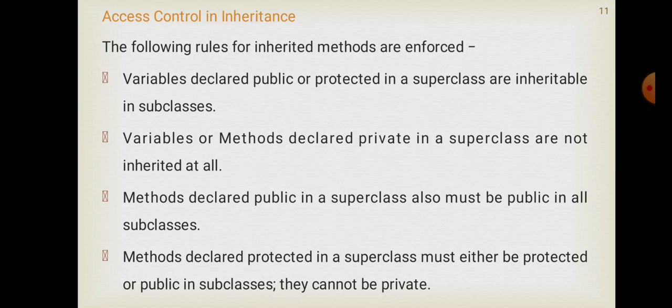And what are the access controls in inheritance? The following rules of inheritance are enforced. Variables declared public or protected in the superclass are inheritable in subclasses. Variables or methods declared private in superclasses are not inherited by any of the subclasses. A method declared public in the superclass must also be public in all the subclasses. A method declared protected in the superclass must be either protected or public in the subclasses. They cannot be private.